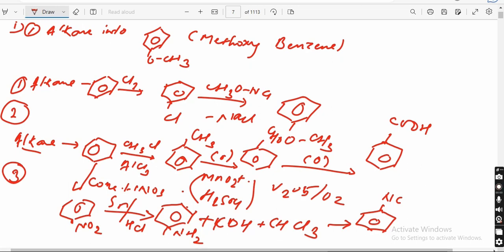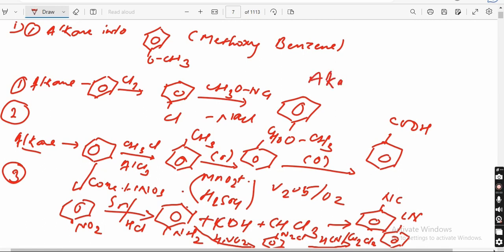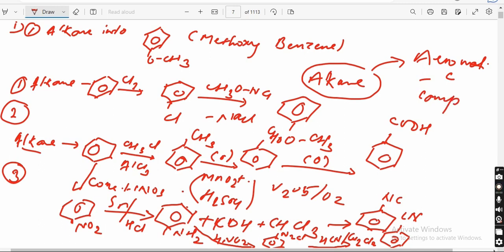How will you prepare the cyanide from here? You have to remember amine. First of all, you have to react this with HNO2 to form diazonium chloride, N2Cl. And when this diazonium chloride is reacted with HCN in the presence of CuCN or Cu2Cl2, this will produce your cyanide. This is CN. Okay, so we have done converting your alkane to aromatic compounds.